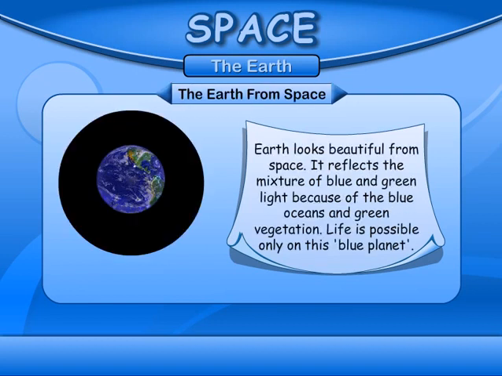The Earth from space. Earth looks beautiful from space. It reflects a mixture of blue and green light because of the blue oceans and green vegetation. Life is possible only on this blue planet.